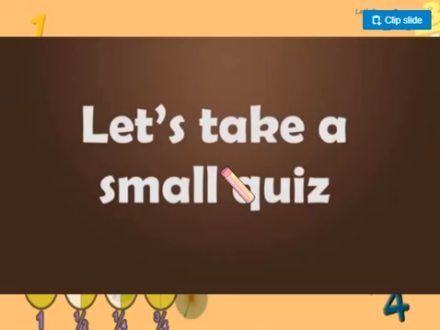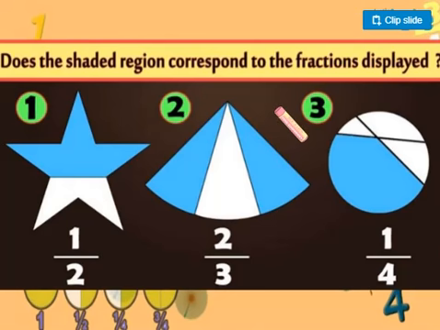Okay, now let's take a small quiz. It would be fun, isn't that so? The question is, does the shaded region correspond to the fraction displayed? Over here is the fraction 1 upon 2 and the picture is also given. Then over here is 2 upon 3, and then 1 upon 4. Only one fraction is the correct fraction. So you have to tell me which fraction is correct and which diagram corresponds to it.